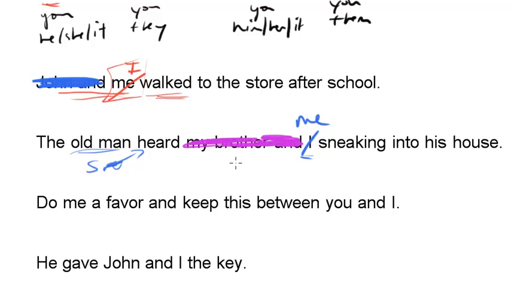By the way, I just realized now that I've written this sentence and am reading it again, some people may argue that this should actually read the old man heard my sneaking into his house, that it should be possessive here. I don't want to get into that. This is the idea of a fused participle. This is a whole big thing, and I've had multiple debates with people about this.